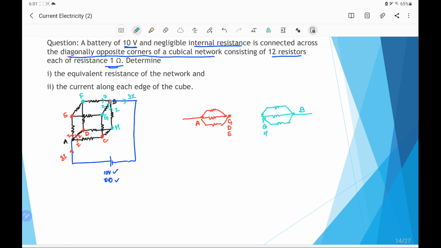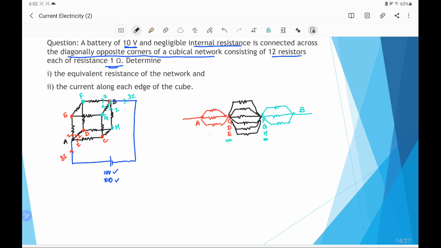Now the total edges in the cube are 12, and we have used 6 edges. The remaining 6 edges are between the same potential terminals, that is CDE and FGH. That means here there are 6 resistances which are in parallel. This is the equivalent circuit of the cube in the given circuit.